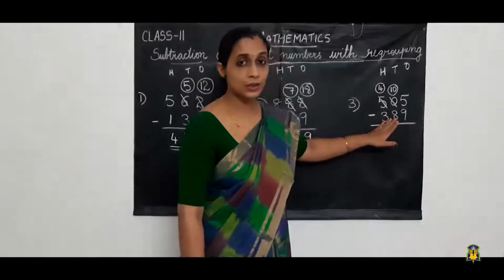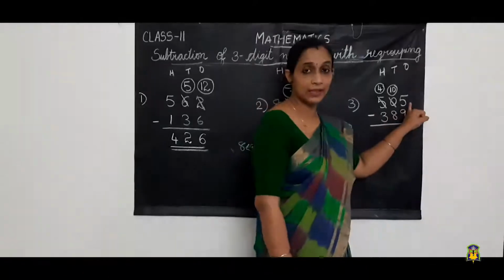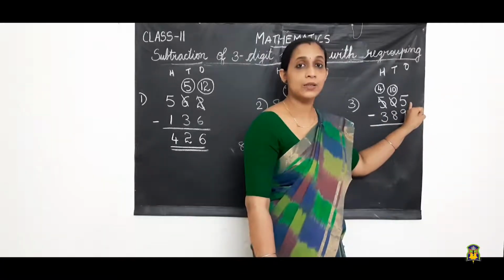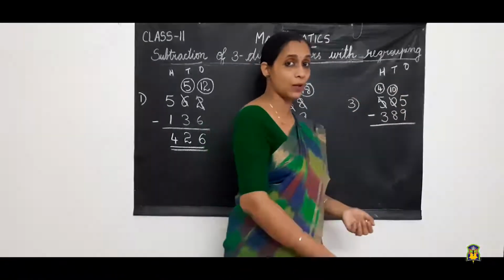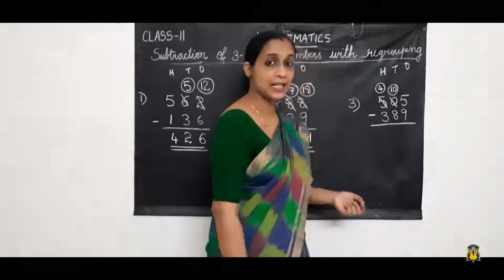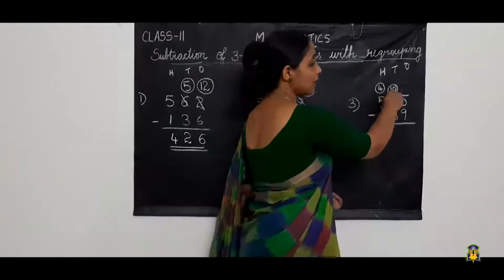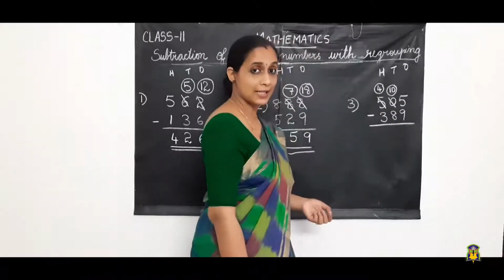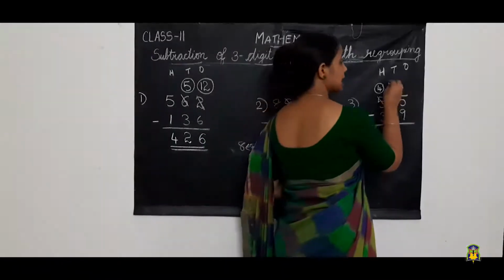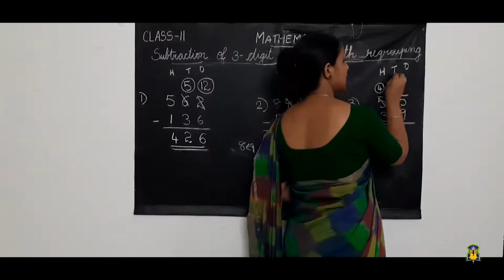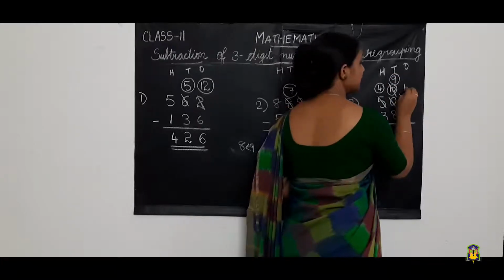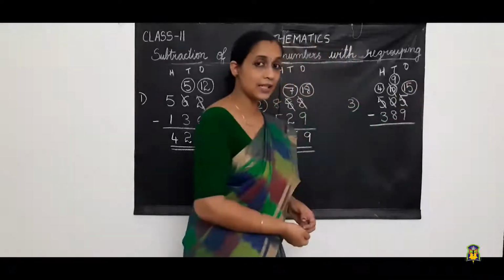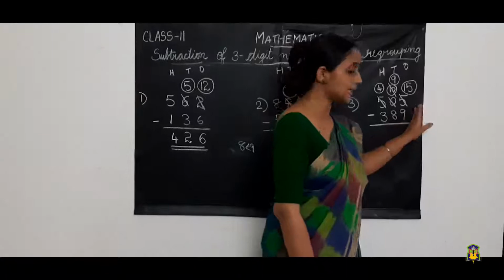Is it done? No. We have 5 here. 5 needs help. So what we have to do? I have to borrow from 10 now. Tens place now. Okay, in tens place we have the digit 10. So from 10 we are going to give 1 to ones place. So the digit in tens place, that is 10, will become 9. And this 5 will become 15. Okay children, now 15 is greater than 9.